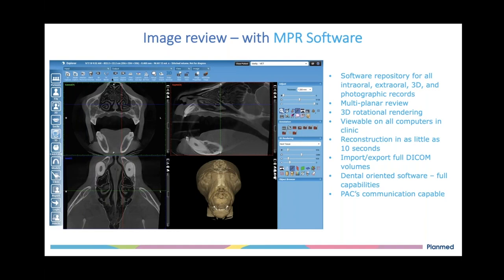We don't have time to go into it tonight, but this is the 3-dimensional multiplanar software. In this upper left corner in this software is your coronal view, front to back. Your sagittal is right to left. Your axial is up and down. And then you've got your 3-dimensional representation, the 3-dimensional rendering down here in the lower right-hand corner.